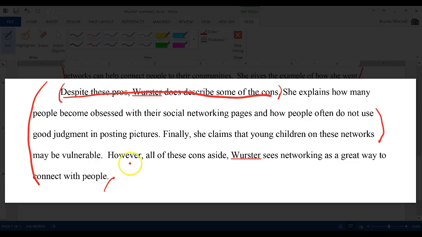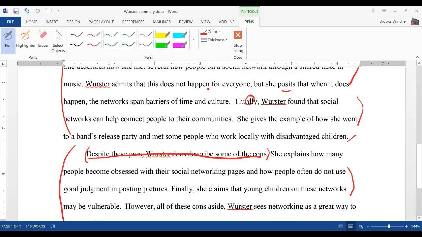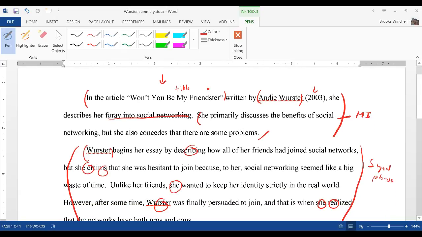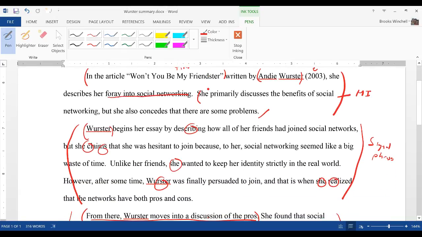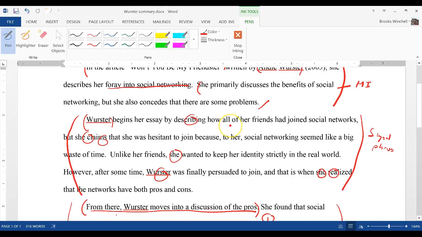There wasn't much in the conclusion, so she just connected the conclusion with the negatives at the end there. And that's the summary of Worcester. So overall, I think this is a pretty good summary. I think she captures all of the essential parts of the essay, so it's complete. I think it's accurate. I think she represents the essay well.